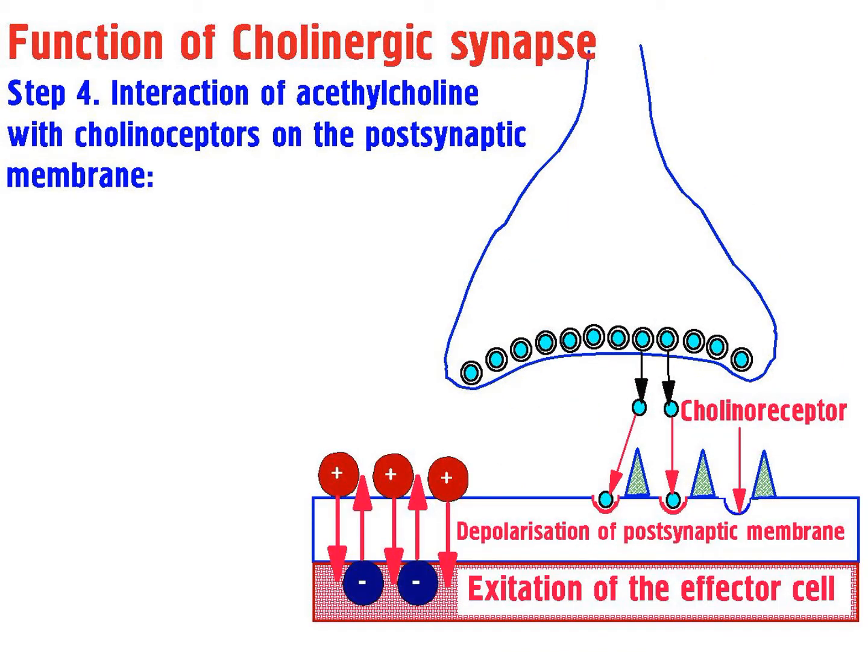When acetylcholine reaches the postsynaptic membrane, it interacts with corresponding cholinergic receptors on the surface of this membrane. Such interaction triggers the development of some kind of response in the postsynaptic membrane, and depending on the type of cholinergic receptors that are located there, we may have different types of responses. For example, depolarization of postsynaptic membrane and excitation of the effector cell.